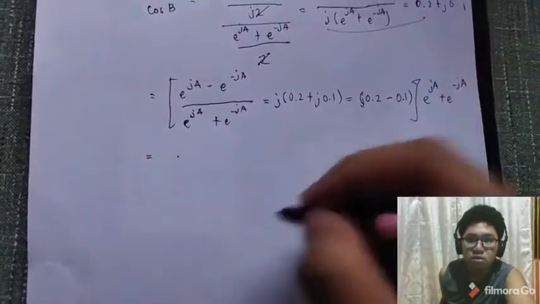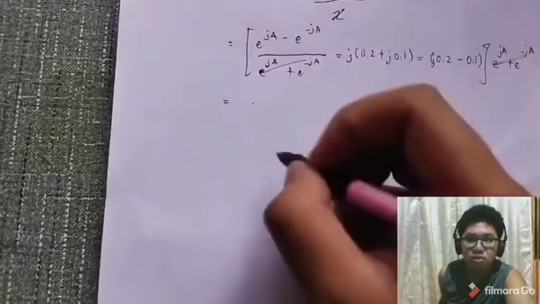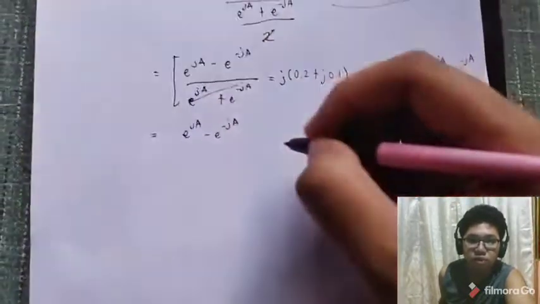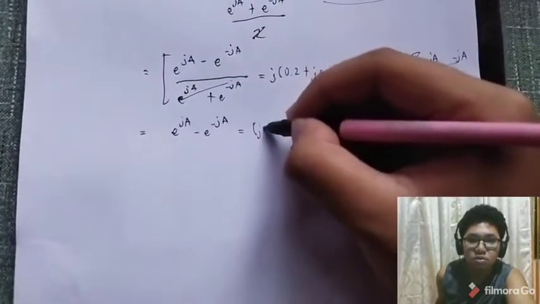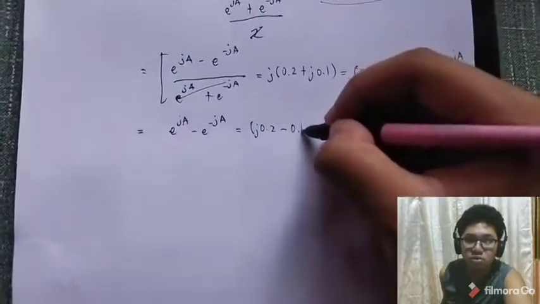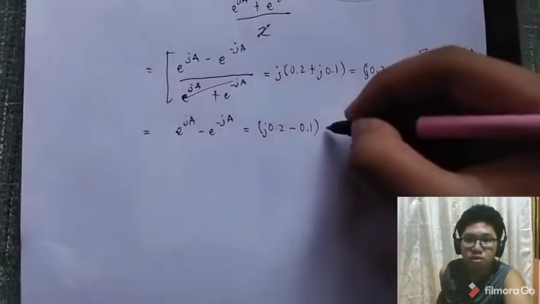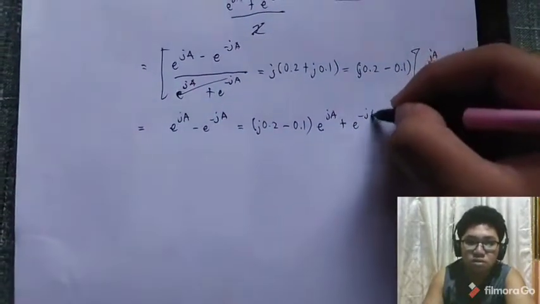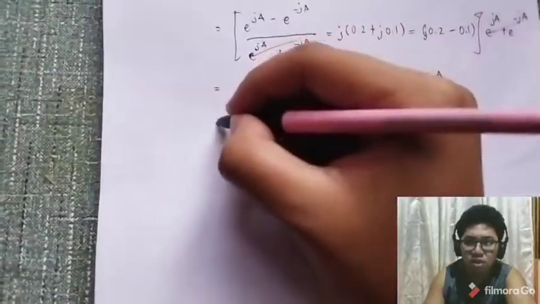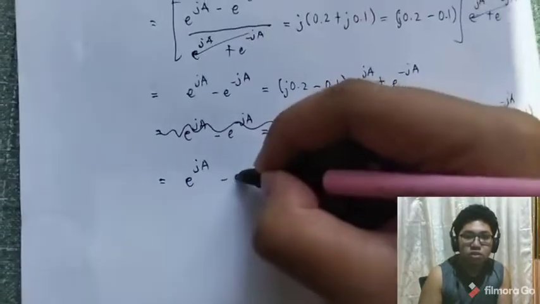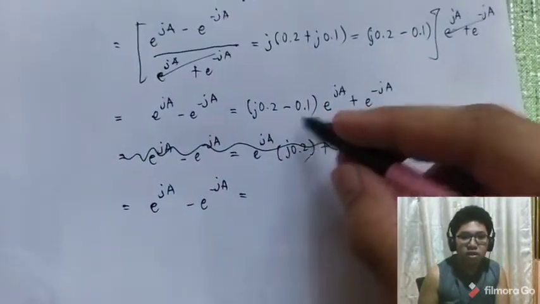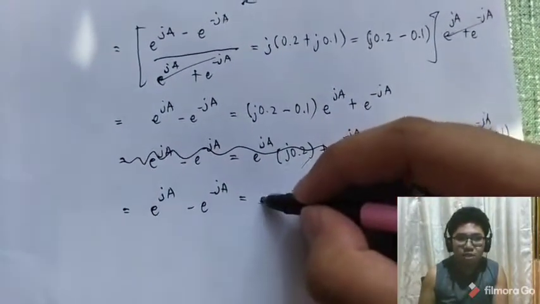Then it will cancel on the denominator, and the remaining would be the numerator, equal to j 0.2 minus 0.1, then multiplied by e raised to ja plus e raised to negative ja. And then we will distribute the j 0.2 minus 0.1 to e raised to ja and to e raised to negative ja.